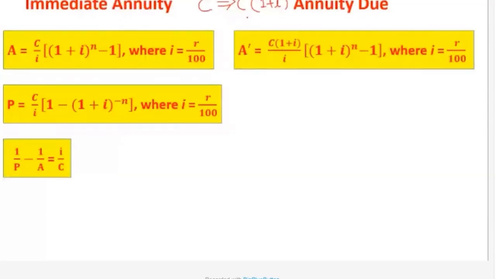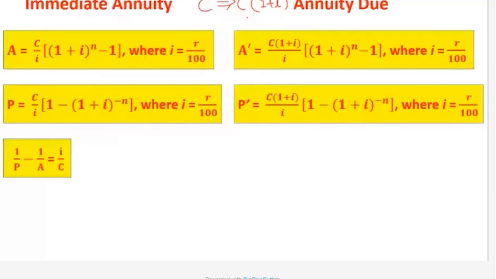Formulas are the same and they are called A dash. A dash is equal to C in bracket 1 plus I upon I, square bracket open, (1 plus I) raised to n minus 1. Then P dash is equal to C in bracket 1 plus I upon I, square bracket open, 1 minus (1 plus I) raised to minus n, where I is equal to R upon 100. And the last formula, 1 upon P dash minus 1 upon A dash is equal to I upon C into (1 plus I). These are the formulas you'll have to remember.